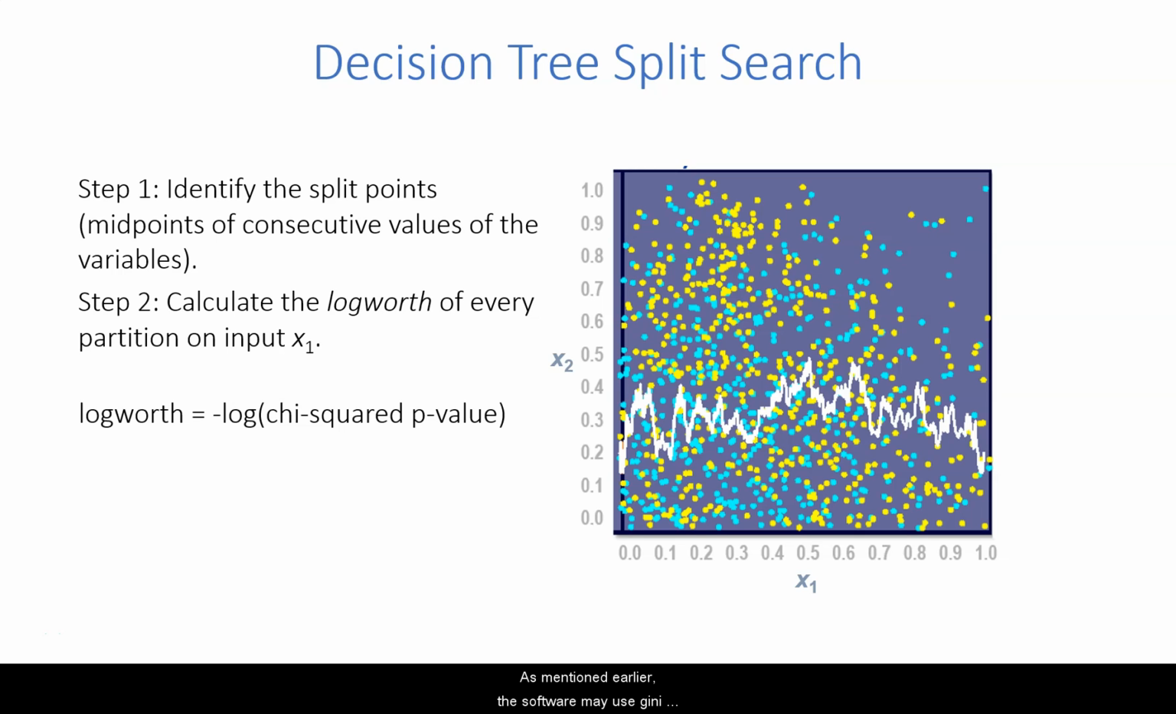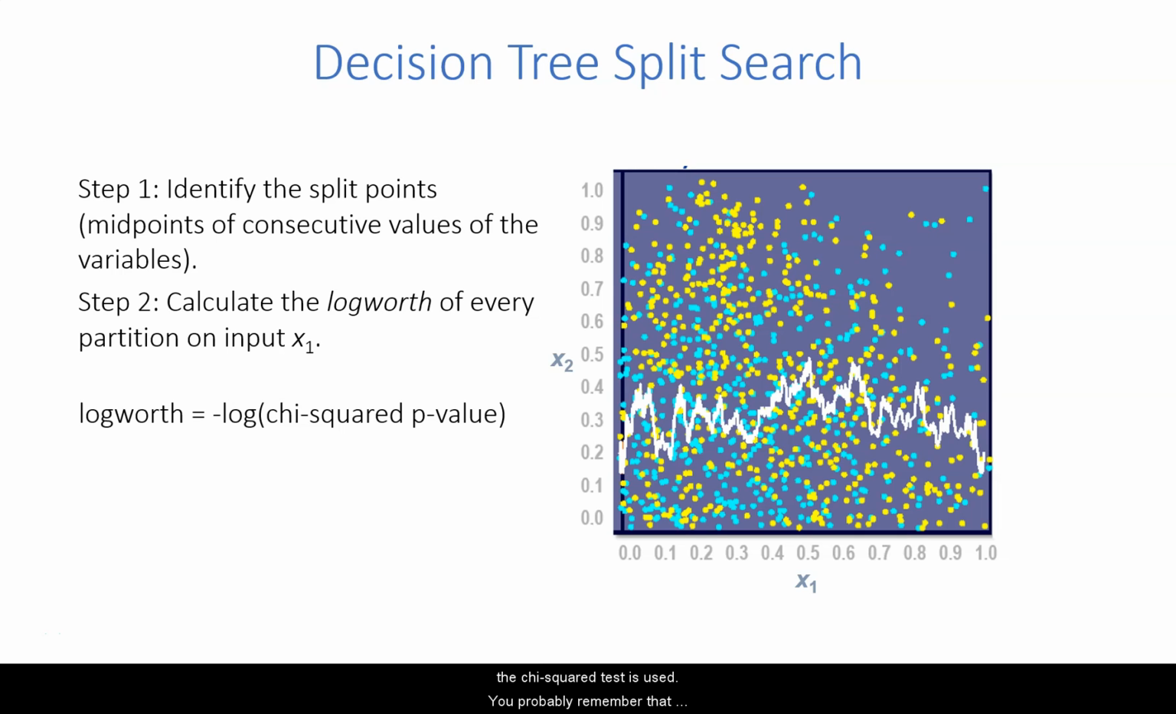As mentioned earlier, the software may use Gini index, entropy, or chi-squared test for selecting the best split among the candidate splits. I'll give you a choice of impurity measurement to use. In this illustration, we are going to assume that the chi-squared test is used.